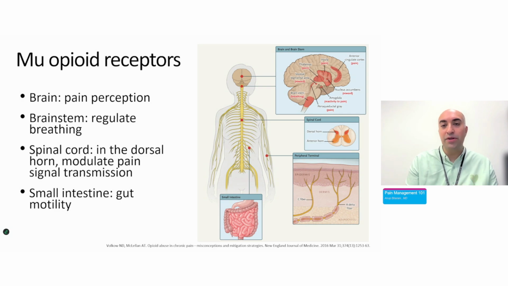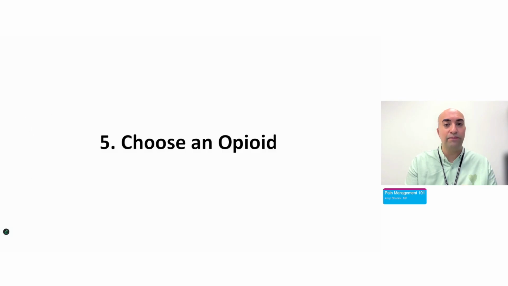Recognizing that mu receptors are in other parts of the body helps guide some of the side effect profile that we're going to talk a little bit more about, and some of the medicines specifically in the spinal cord, as well as the small intestine, as well as in the brainstem, which can impact your respiratory drive.